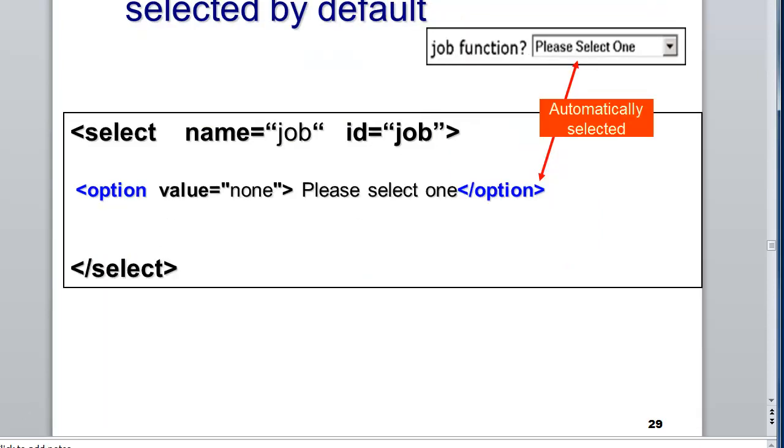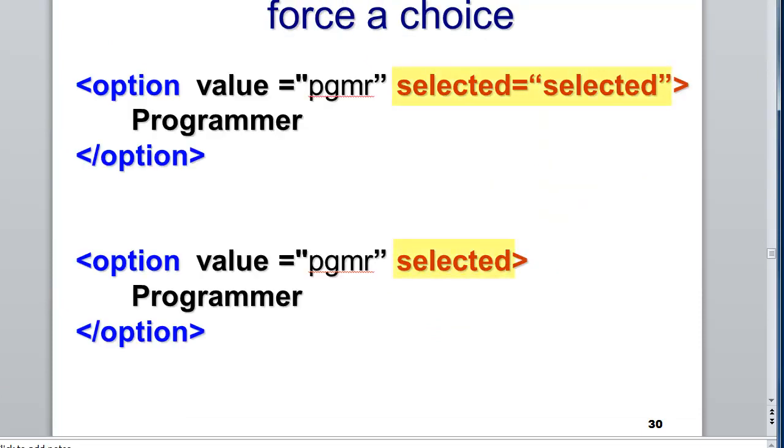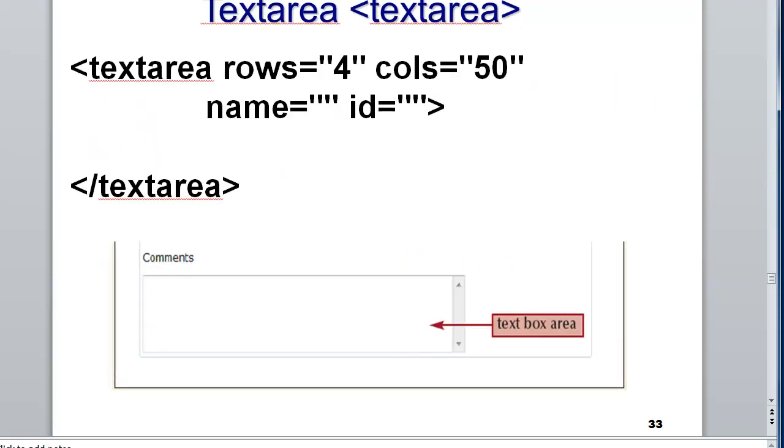As I said earlier, the first option is selected by default. If we wanted to force a choice, the terminology here is selected: selected equals selected in XHTML, or just the single attribute selected for HTML5. Here we have an example of a text box. It would be rows going down, columns going across, and the name, and because the user enters the value, we do not need to code in a value attribute.